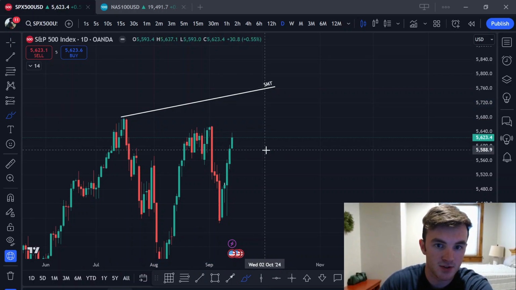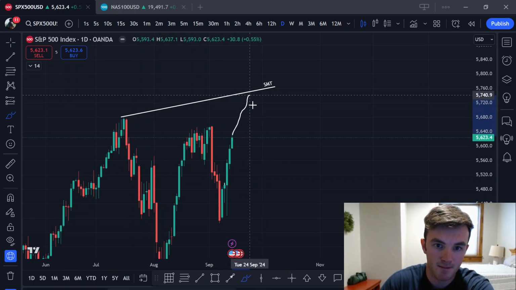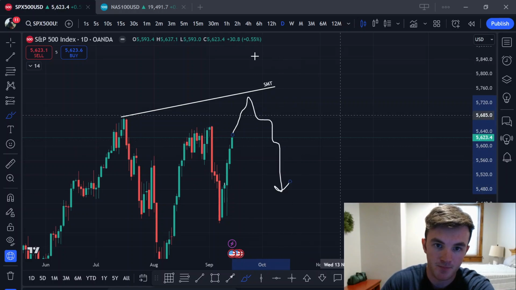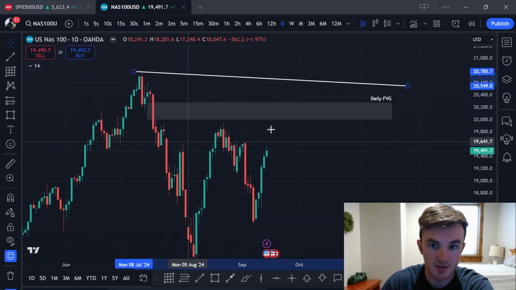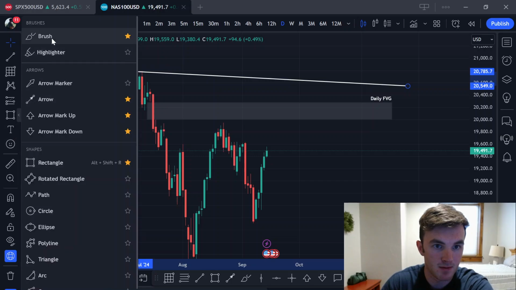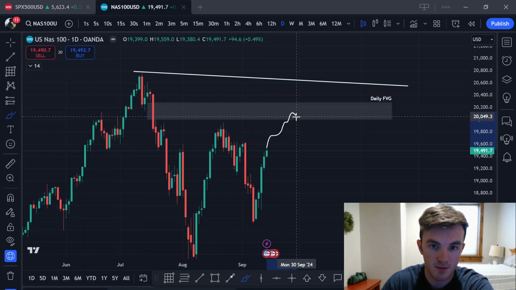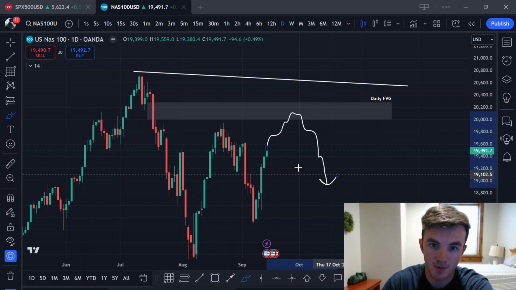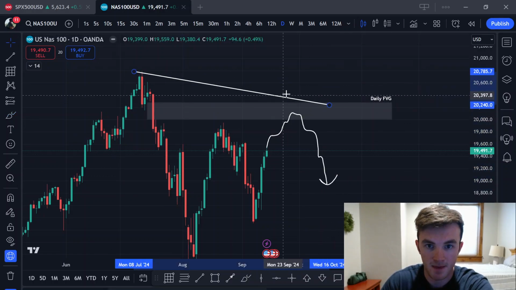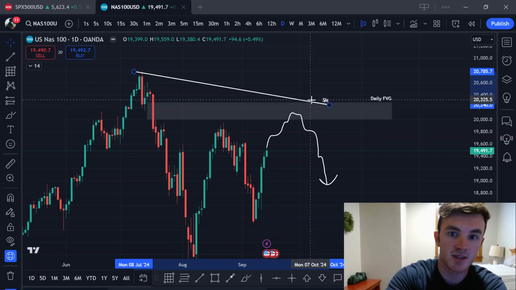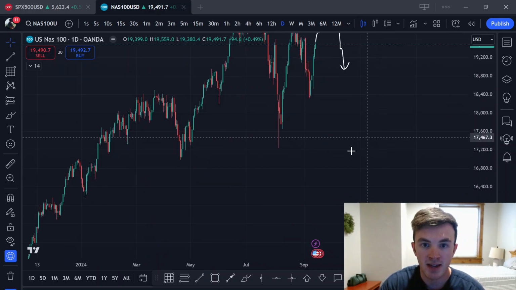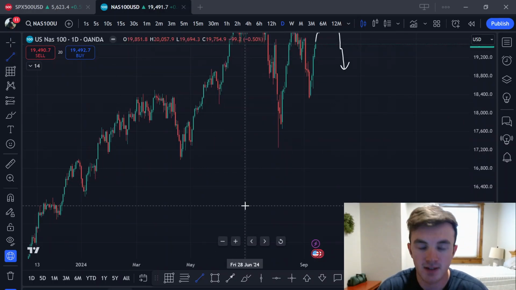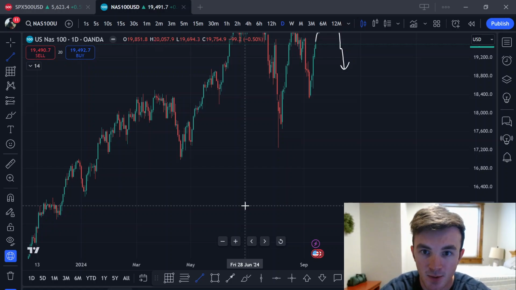So I'm going to draw this out so it's a little clearer. We got that. And then let's say we push into this mean threshold, right? Push up, react off the mean threshold, boom. What does this leave us with? This would give us this huge bearish SMT, which would allow us to take out this previous month's low. Now, obviously, I could be completely wrong, but that's the whole point of these videos.